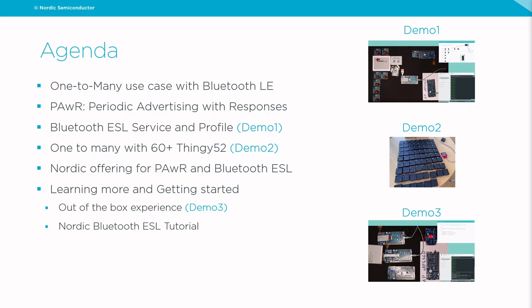Then we will go into details of the Bluetooth electronic shelf label service and profile, with both theory and a real demo. We will see PAwR in action with another demo where we will have more than 50 low-power devices interacting with one access point. Following that, we will cover the Nordic offering for Bluetooth low energy, including periodic advertising with response and Bluetooth ESL. And finally, we will see how to learn more about this application and how to get started quickly, showing an out-of-the-box demo and the Bluetooth ESL tutorial.